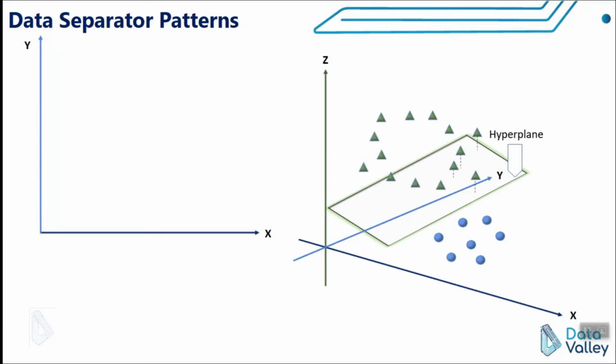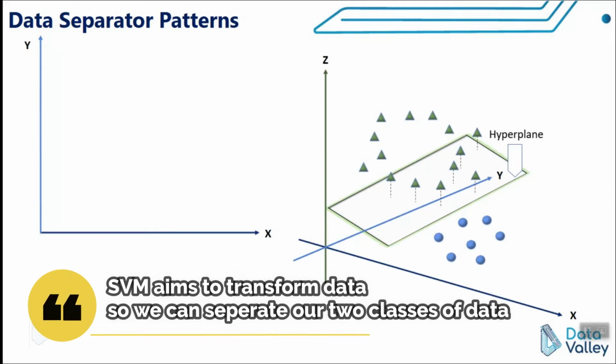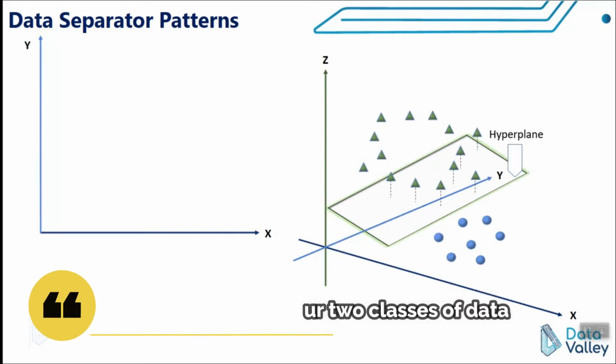Here we are. Now we can separate between our triangle points and our circle points using a hyperplane line, and this line can separate our data perfectly. Although we cannot find this line in the XY plane, we are now able to find this line in the XZ plane. So the main idea of SVM is transforming our data into a new form or a new shape.